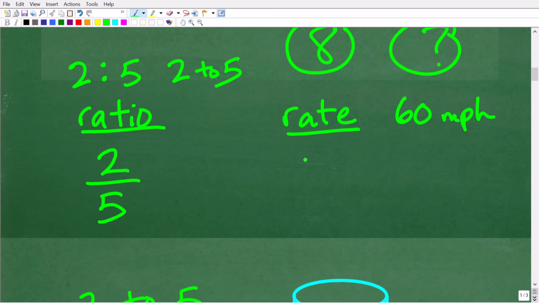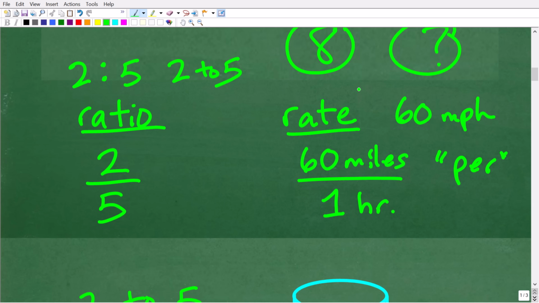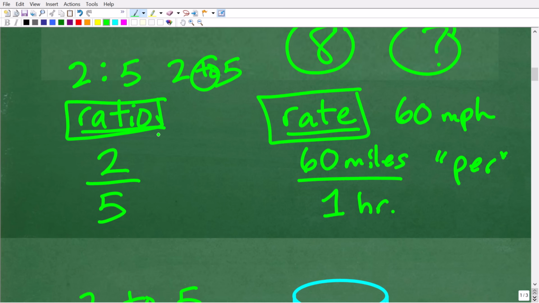Okay, now I'm going to write it this way. So 60 miles per 1 hour. Now, when you hear this word per, we're talking about a rate. And when you hear this word to, we're talking about a ratio. But both a ratio and a rate can be expressed as fractions, or technically they are fractions. And the big difference here is that in a rate, the units of measure are completely different. In other words, we're comparing miles in this particular example to hours. We're comparing distance to time.